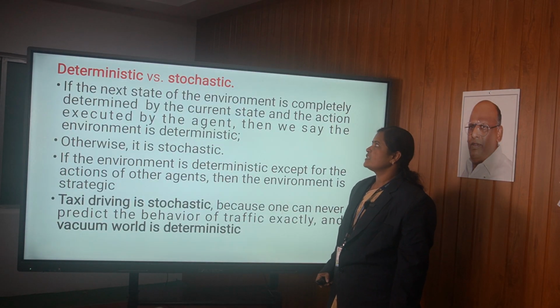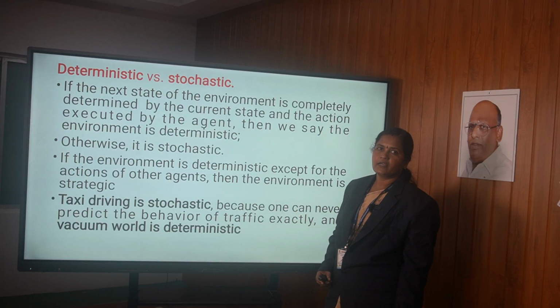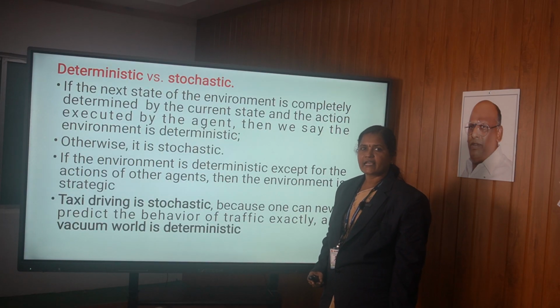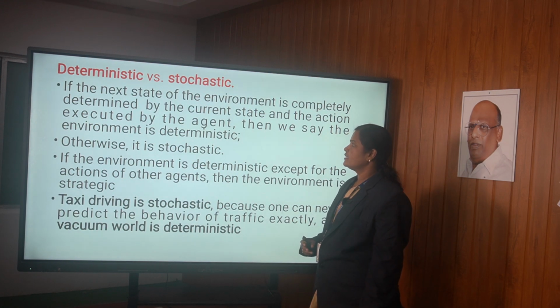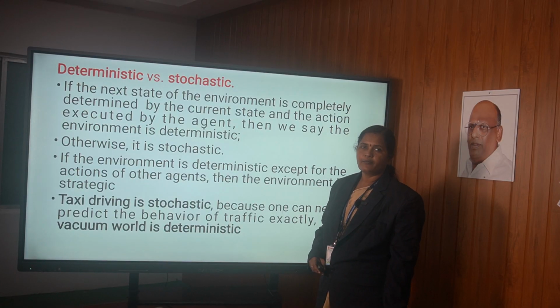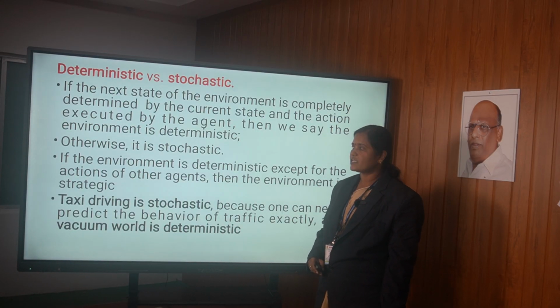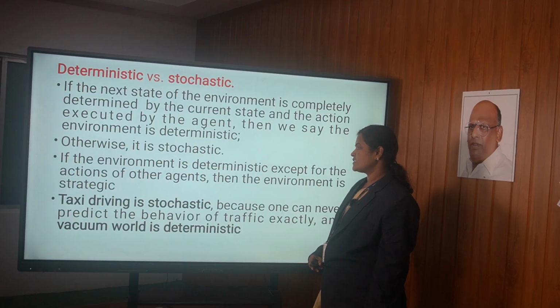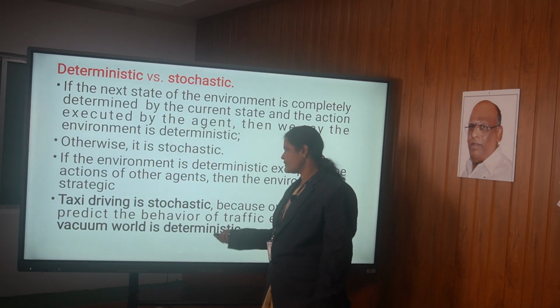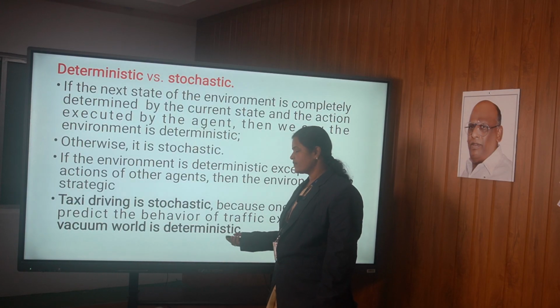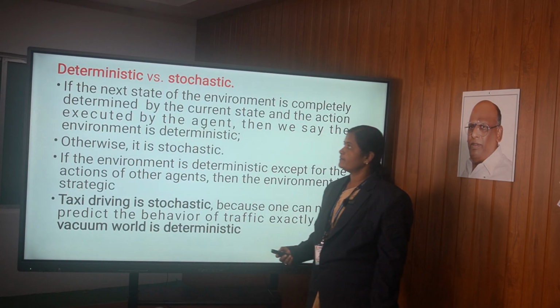And deterministic versus stochastic. In a deterministic environment, by taking any particular action, how the environment is changing will be known before. Then that type of environment we call it deterministic. If you are not able to predict how the environment is changing, then it is called a stochastic environment. For example, taxi driving is a stochastic environment, and a vacuum cleaning agent is a deterministic environment.